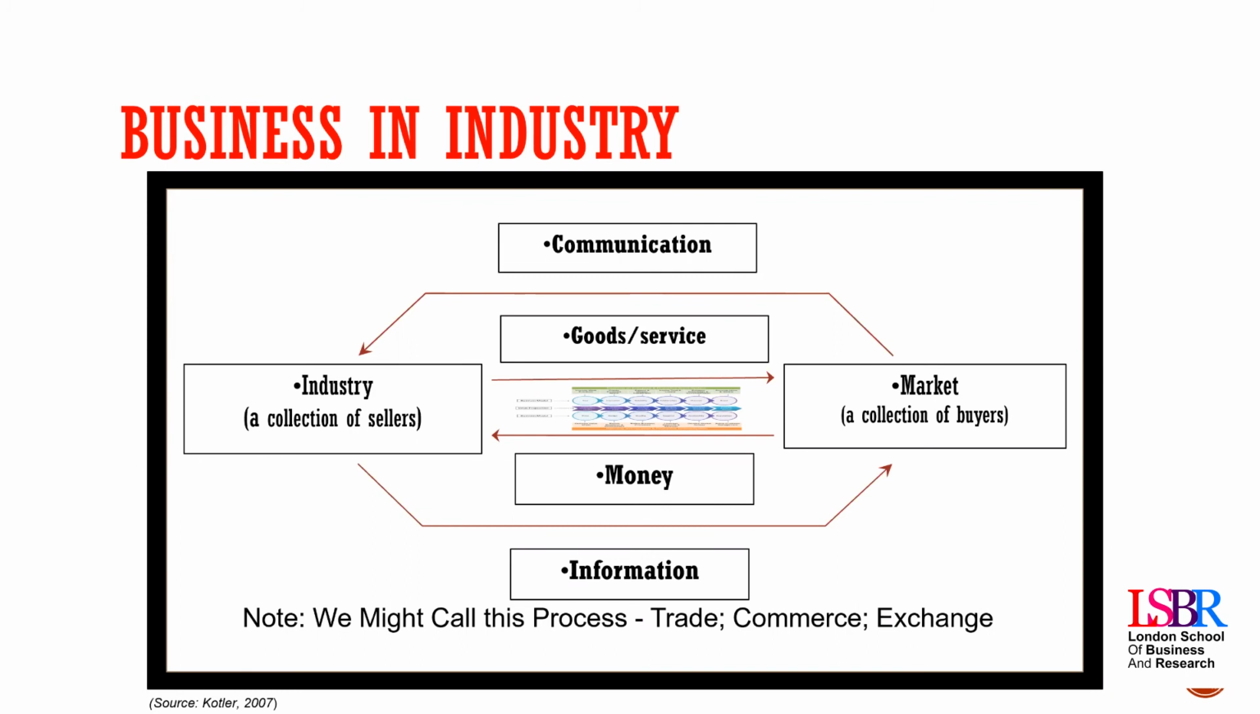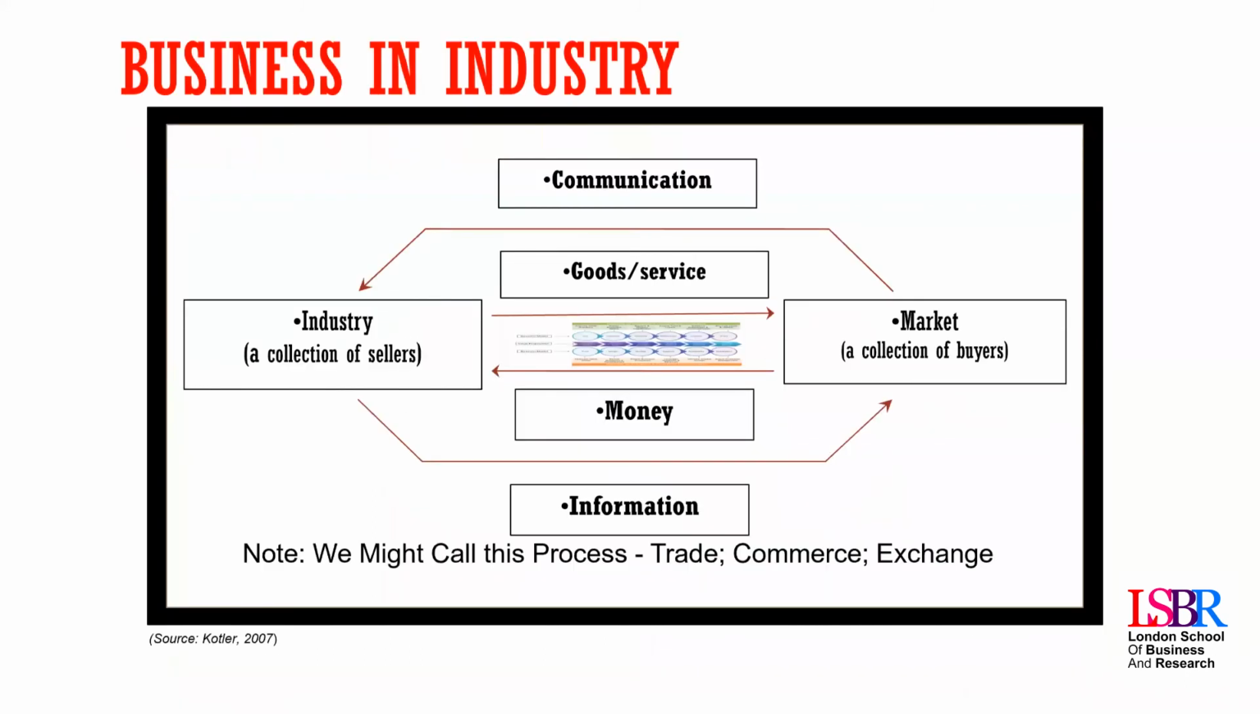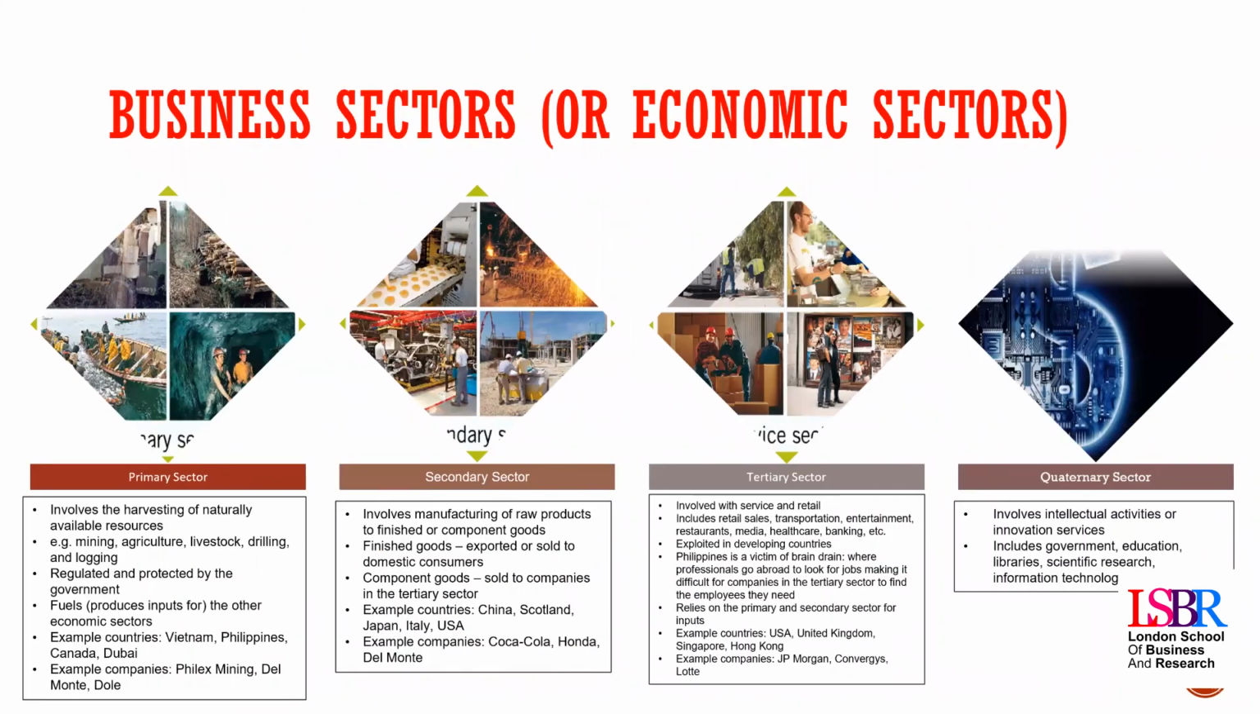Okay, and that's basically how the industry model works. Now let's look at the business sectors, or what are also called economic sectors. So on the very left-hand side, you have primary sectors of industry. The primary sectors are very traditional sectors. You're looking here at almost the laborious markets: mining, agriculture, livestock, drilling, logging, etc. These industries very much involve heavy labor-intensive jobs. Okay, it's all about manual labor.